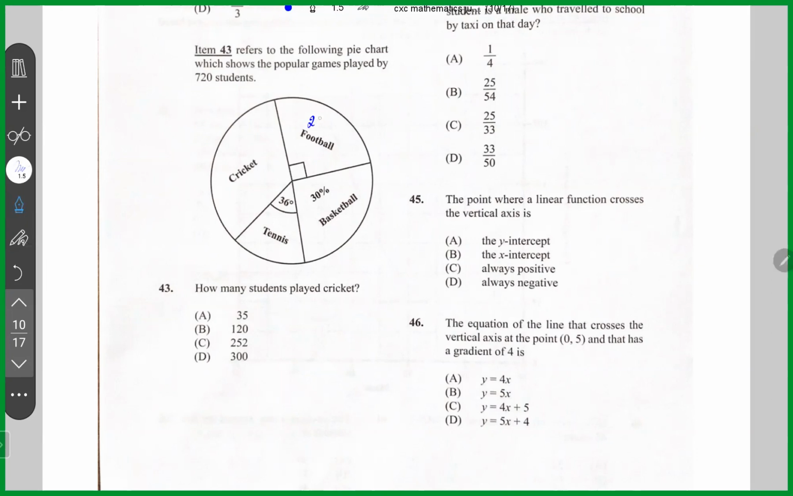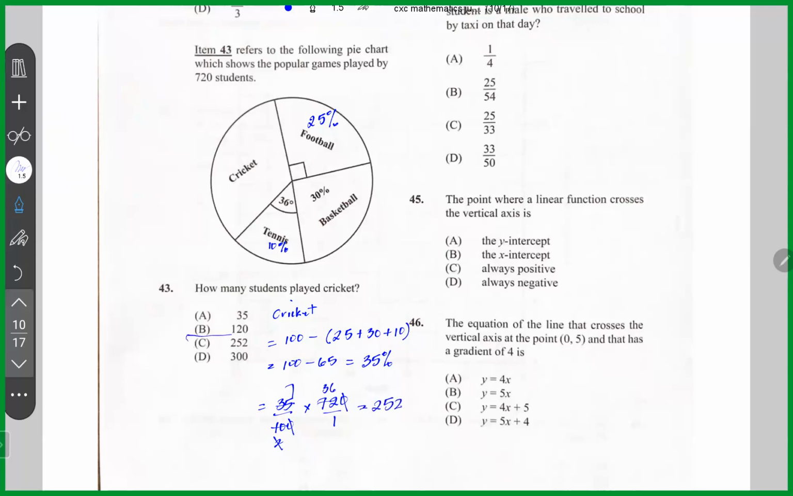90 degrees is 25%, and 30%, 36 degrees is 10%. So cricket would be 100 minus 25 plus 30 plus 10. So this is 100 minus 65. So it is 35%. So this is 35 over 100 times 720. So I have to be careful that our eyes don't deceive us sometimes. All right, 5 into this is 2. This is 7. 36 times 7, 252. All right, so we're good now.